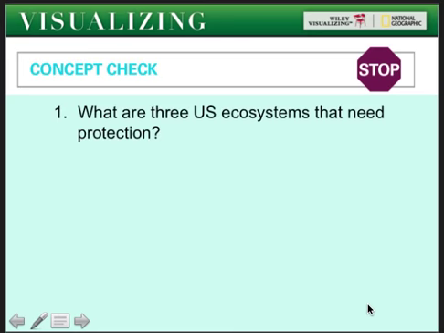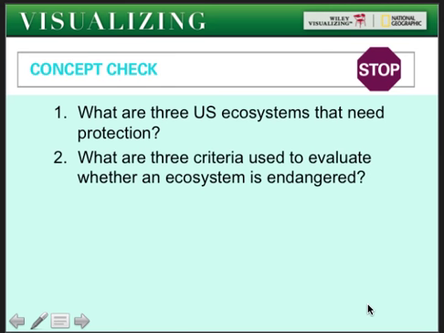Okay, last concept check. What are the 3 U.S. ecosystems that need protection? The U.S. ecosystems that need protection include the South Florida landscape, California native grasslands, and cave systems, but there are many others that we could list.